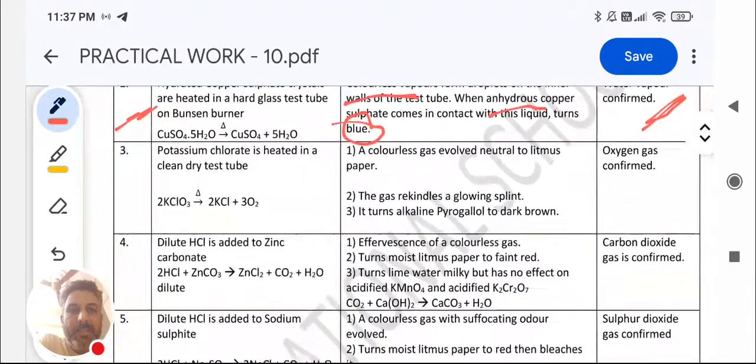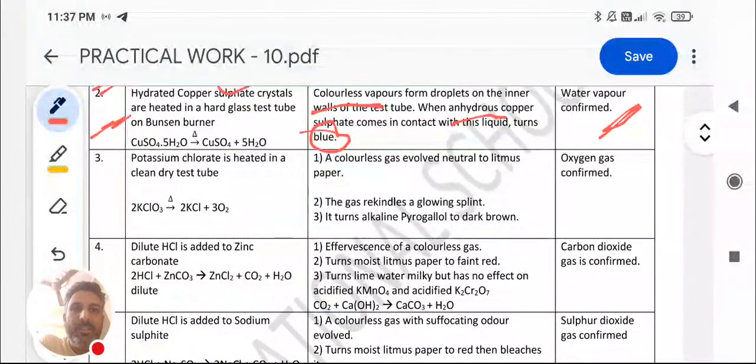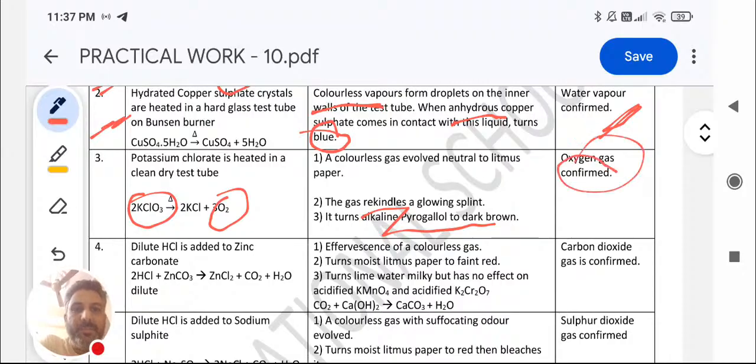And the next one is oxygen gas. Oxygen gas can be produced by heating potassium chlorate. So potassium chlorate gives oxygen gas. And how do we test oxygen gas? One, it rekindles a glowing splint, and two, it turns alkaline pyrogallol to dark brown color. So these two are the tests for oxygen gas.